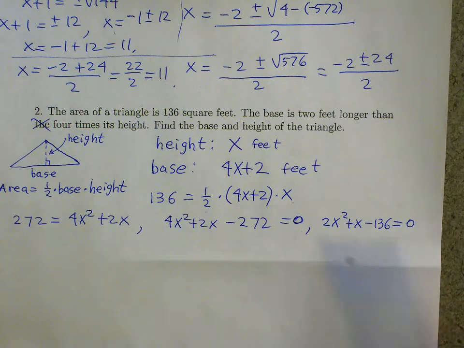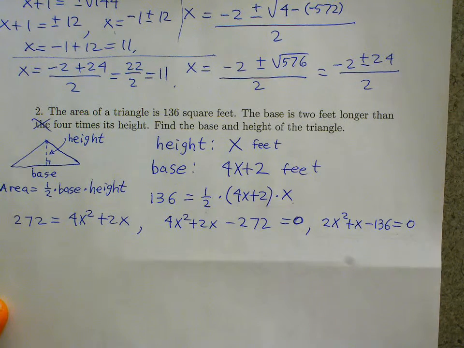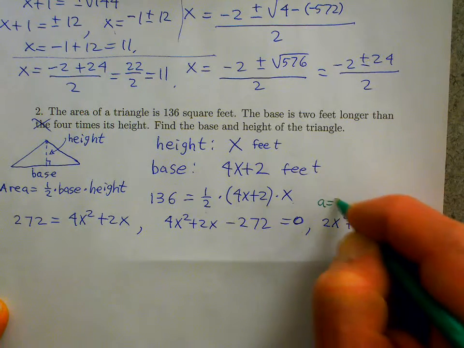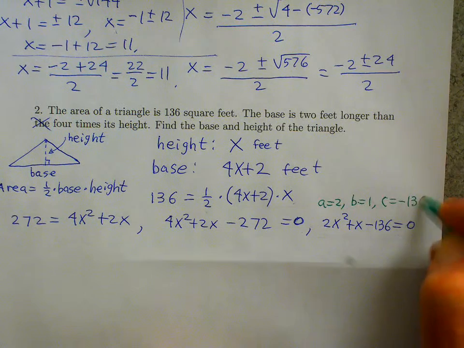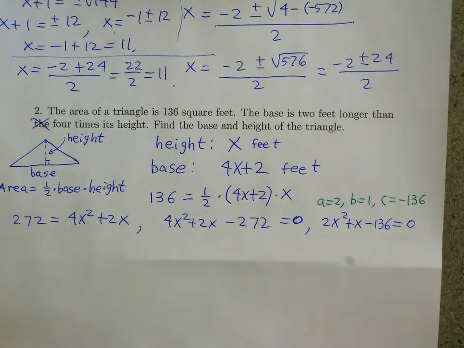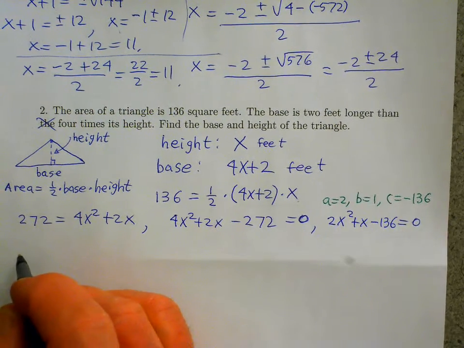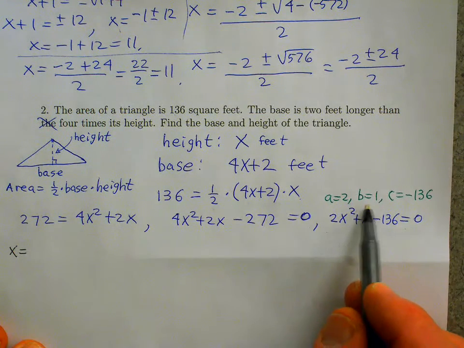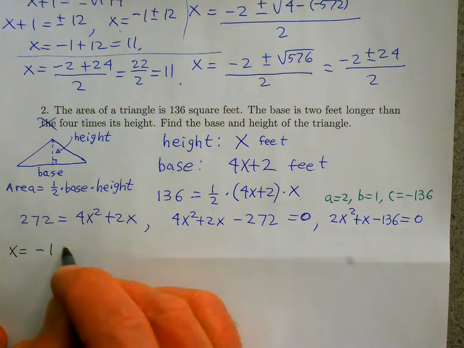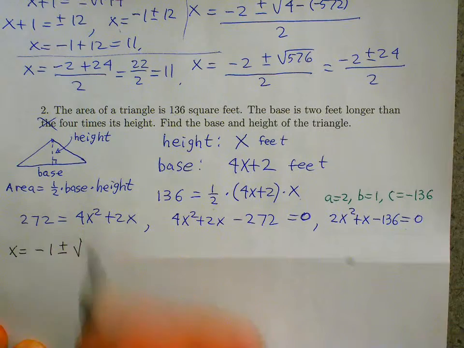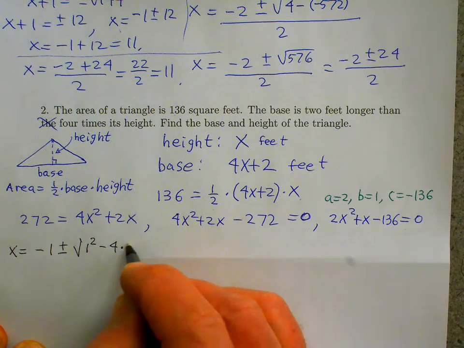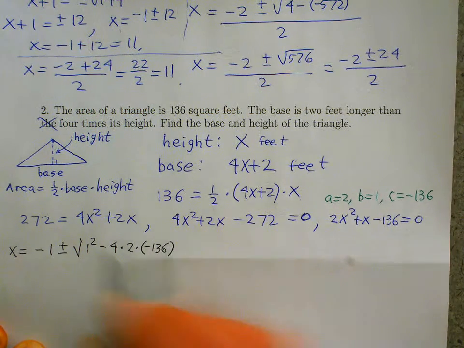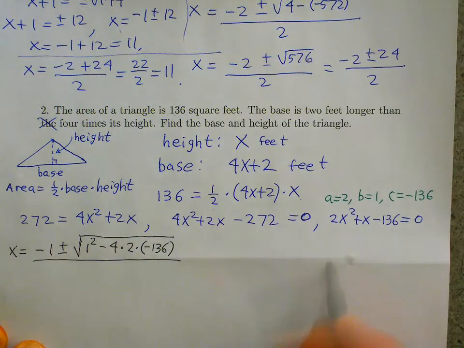And now we can solve this equation by using the quadratic formula. So for this quadratic equation, a is 2, b is positive 1, and c is negative 136. Okay, so the quadratic formula, we'll apply that. X equals negative b, so b is 1, so x equals negative 1, plus and minus the square root of b squared minus 4ac. So 1 squared minus 4 times 2 times negative 136, all divided by 2 times 2.